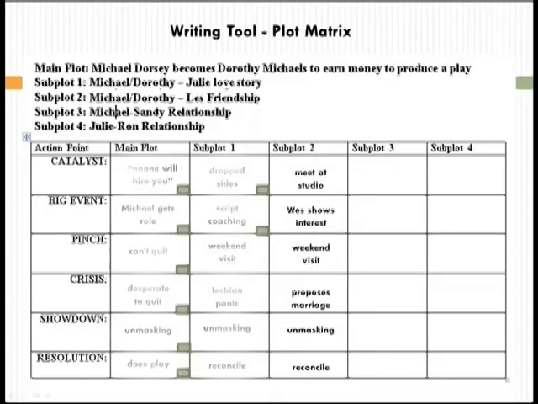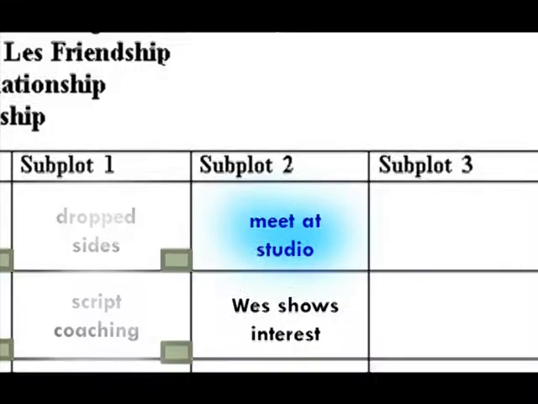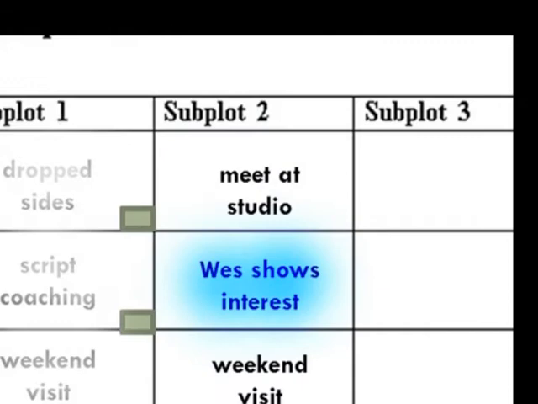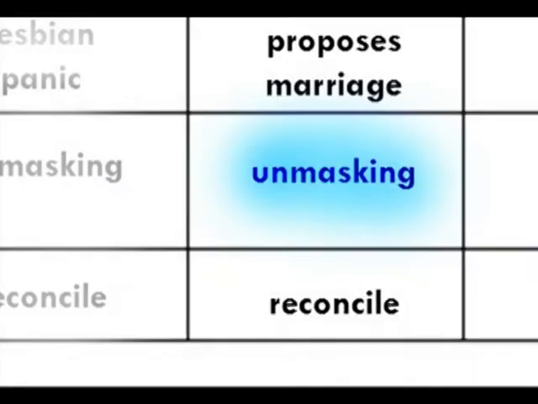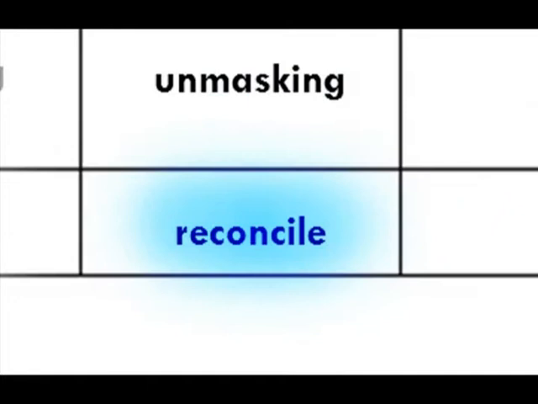The next subplot is a relationship, a friendship that turns into a one-sided romance between Julie's father, Wes, and Dorothy Michaels. Of course, Wes doesn't know that Dorothy Michaels is really a man, but he's become smitten with her, eventually proposes, which freaks out Michael Dorsey even more. And then there becomes the unmasking. But fortunately, Wes and Michael are able to become friends in the very end.